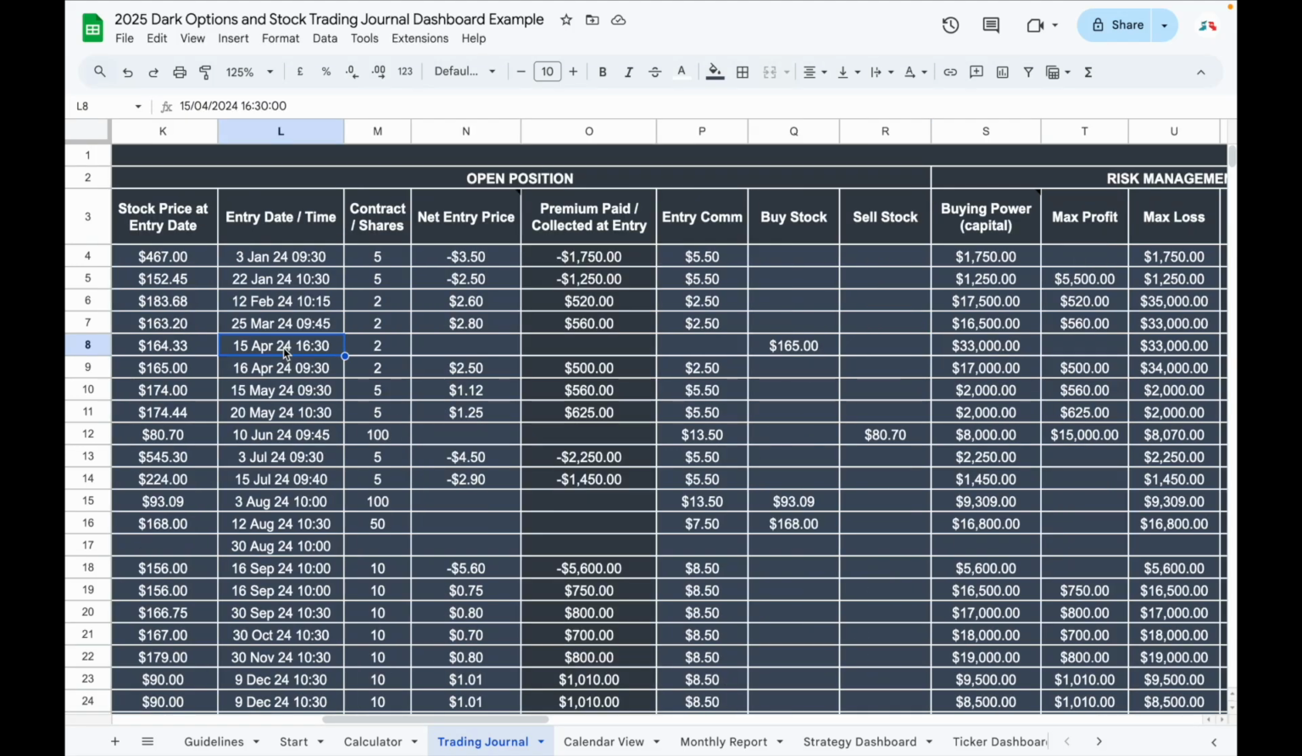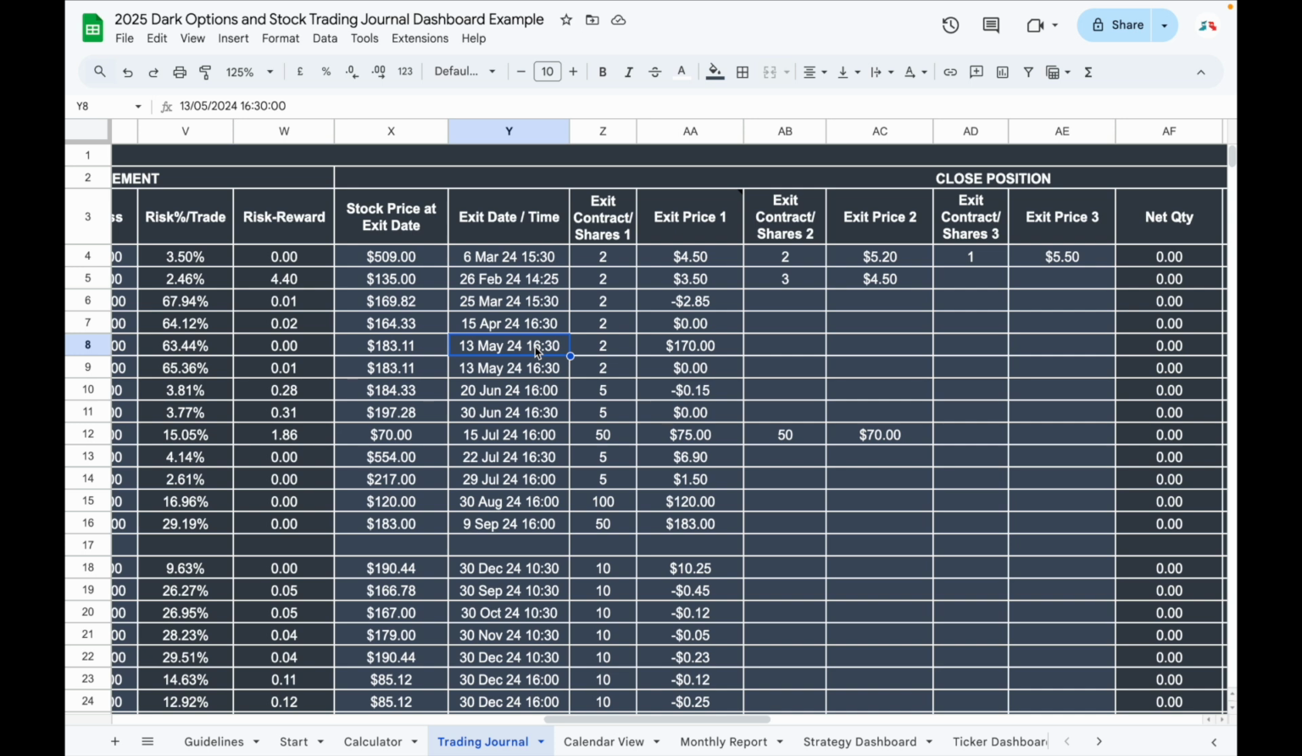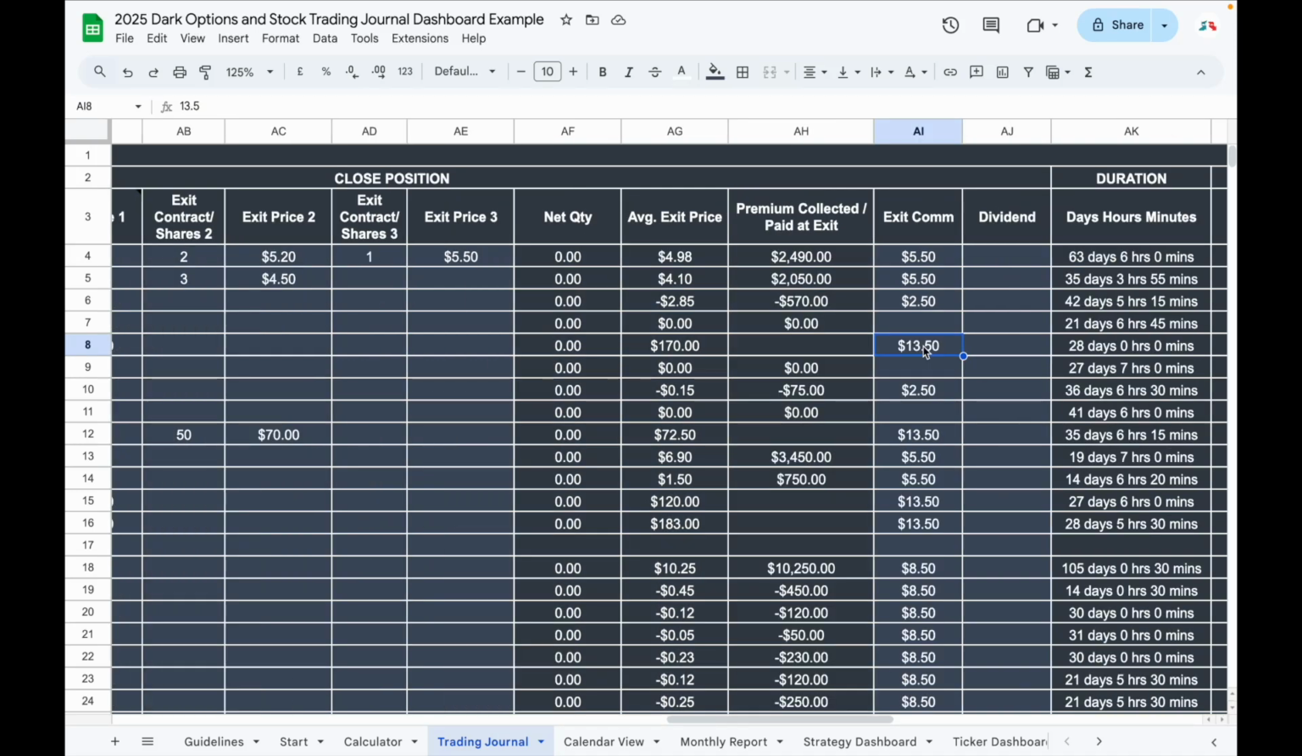Enter the trade entry date and time, number of shares, entry commissions, and the buy or sell stock price. If you buy to open the trade, enter the stock price under the buy stock column. Under risk management, enter the buying power, max profit, and max loss. After exiting the trade, input the exit date and time, exit shares, and exit price. If you exit in multiple points, you can input up to 3 exit prices. Enter the exit commission and any dividend received.